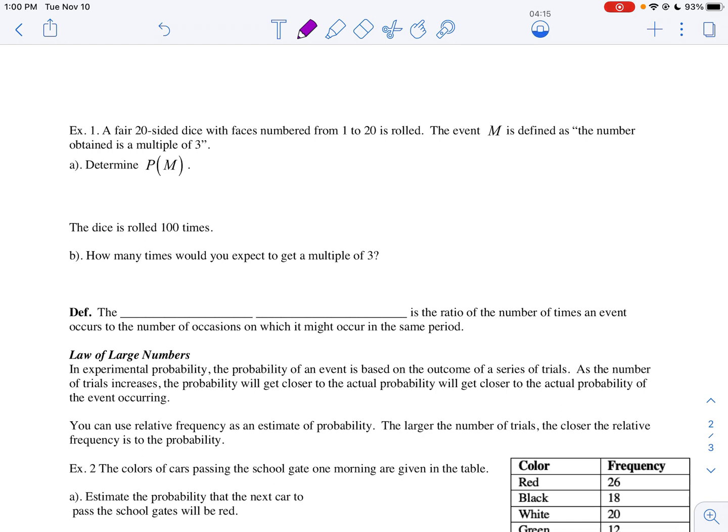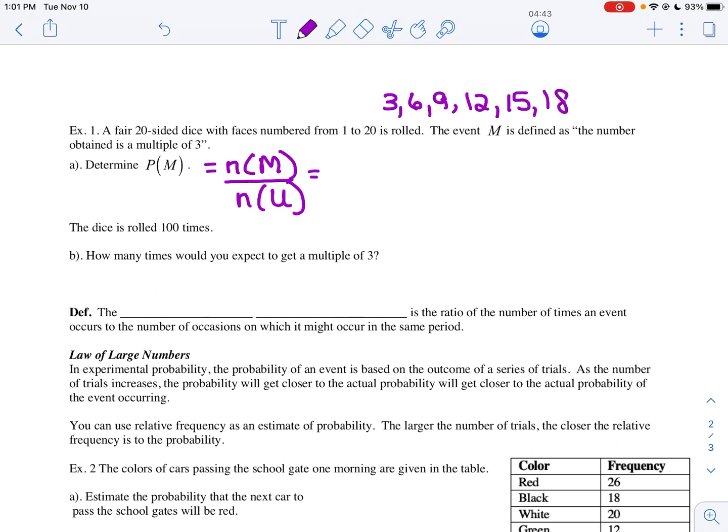A fair 20-sided die with faces numbered 1 to 20 is rolled. M is the event defined as the number obtained is a multiple of 3. So this is going to be the number of elements in M over the total elements in your sample space. Well, let's think a moment. The multiples of 3 up to 20 are 3, 6, 9, 12, 15, and 18. So that's 1, 2, 3, 4, 5, 6. And then there are 20 numbers on this die. So that's 3 over 10, or 0.3.